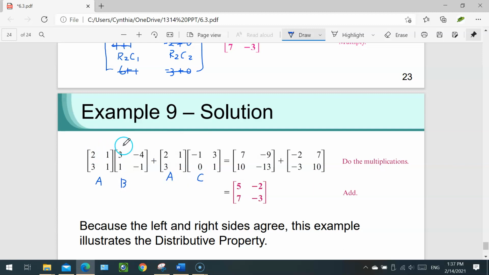So we use row 1 multiplied by column 1. You have 2 multiplied by 3 plus 1 multiplied by 1, and that's why you get a 7. Now we do row 1, column 2.